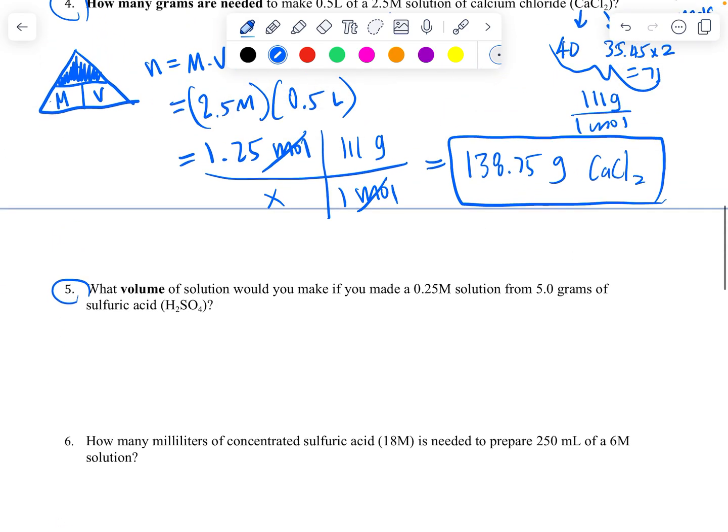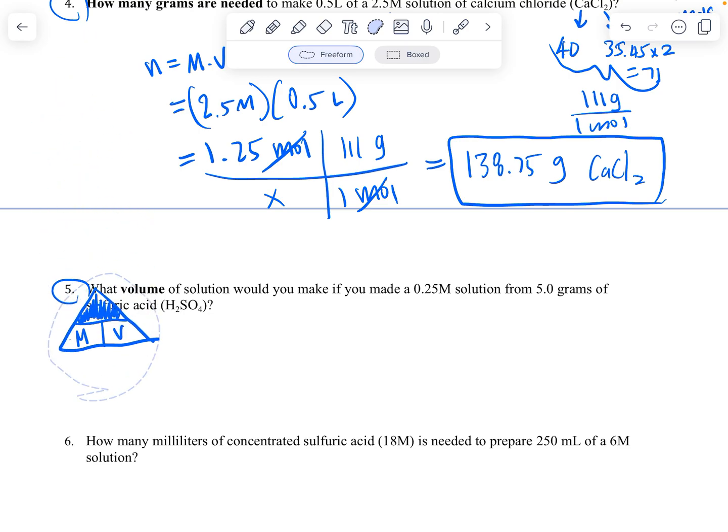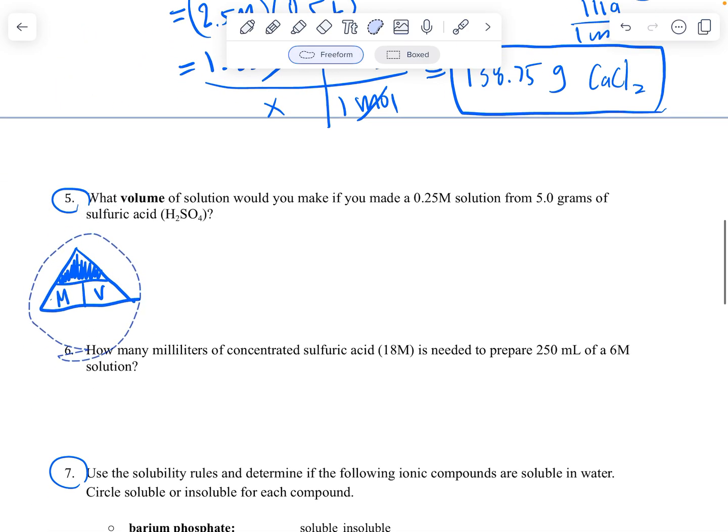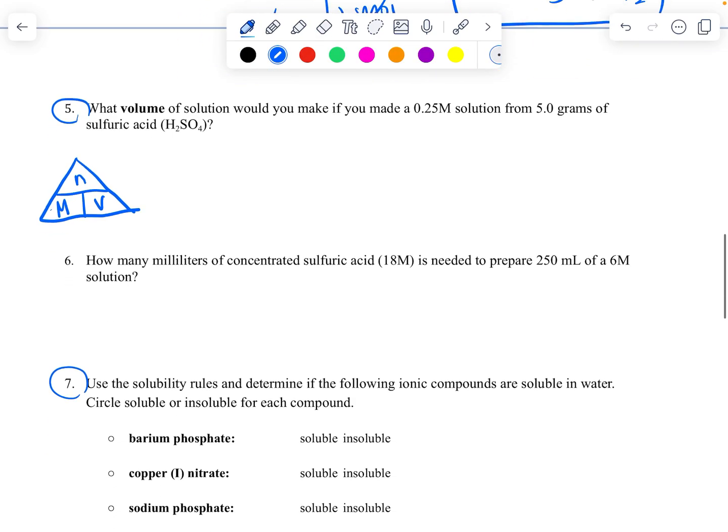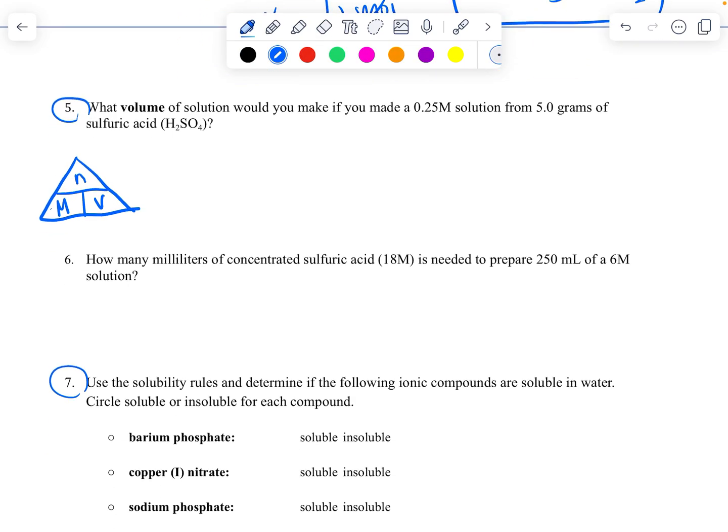This time we're trying to find volume, okay? I'm going to bring this down once again because I need it. Let's go ahead and get rid of this. I don't need that anymore. For this question, it seems like we're trying to find the volume. Let's go ahead and block that out, right? So volume is equal to number of moles over molarity this time.